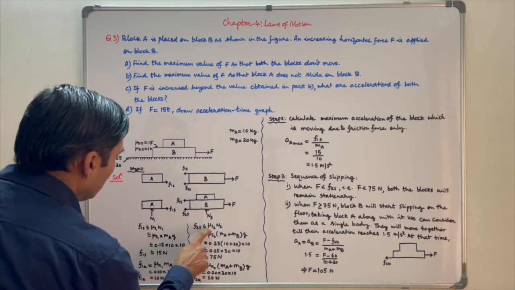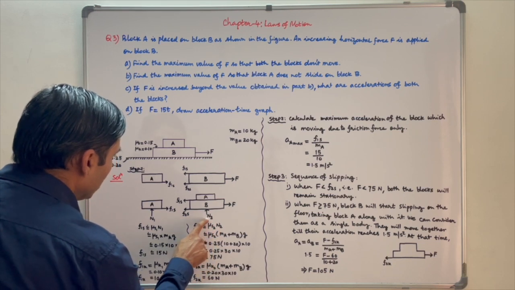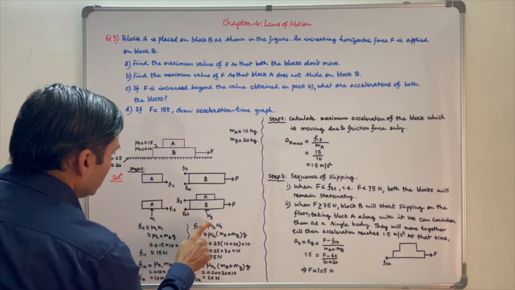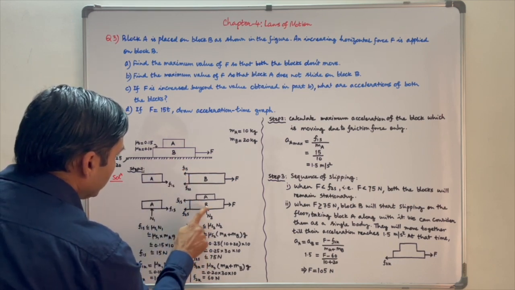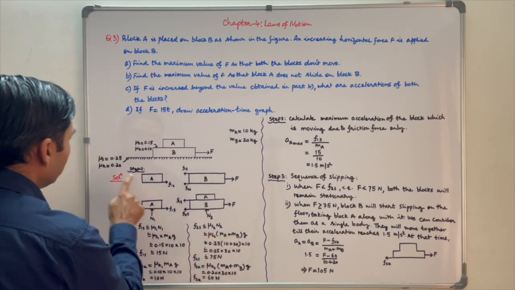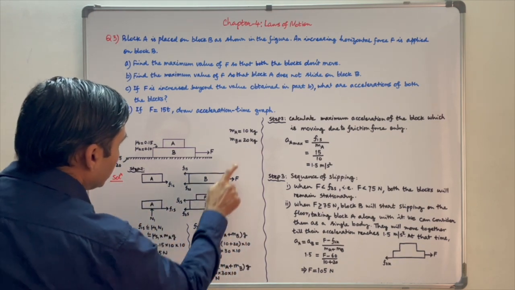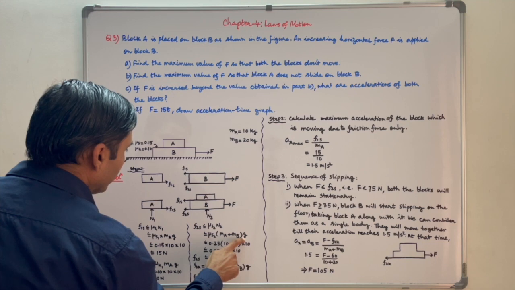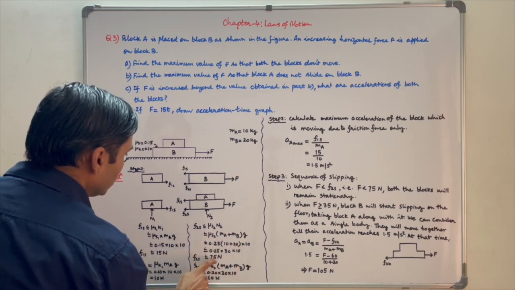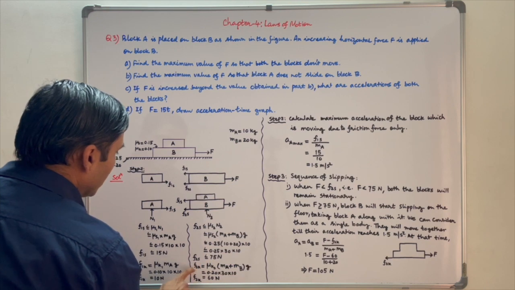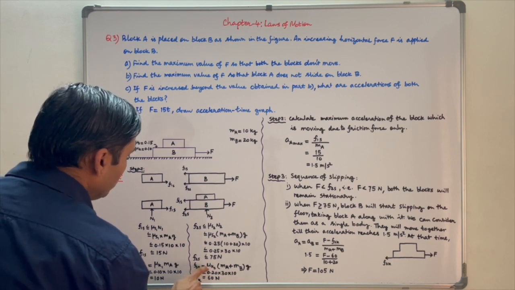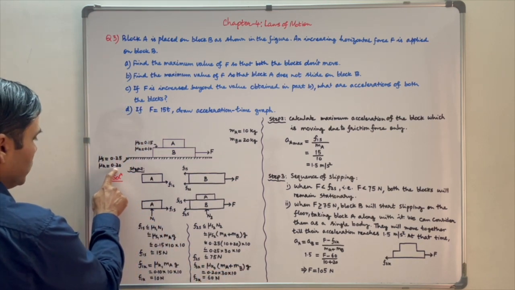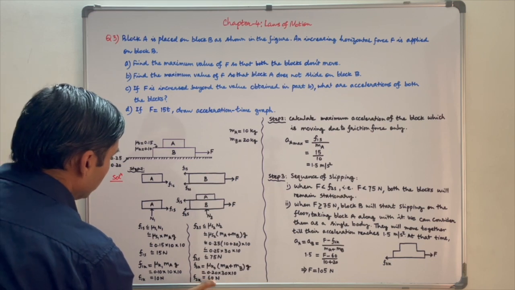F2S is less than or equal to mu S2 into N2. N2 is the normal reaction that will work vertically upwards on this contact surface. So N2 is equal to Ma plus Mb into g. Mu S2 is given as 0.25. Ma is given as 10 kg and Mb is given as 20 kg. g is 10 meter per second square. So F2S is less than or equal to 75 Newton. Similarly, we can calculate F2K, which will be equal to mu K2 into Ma plus Mb into g. Value of mu K2 is given as 0.20. So F2K is equal to 60 Newton.